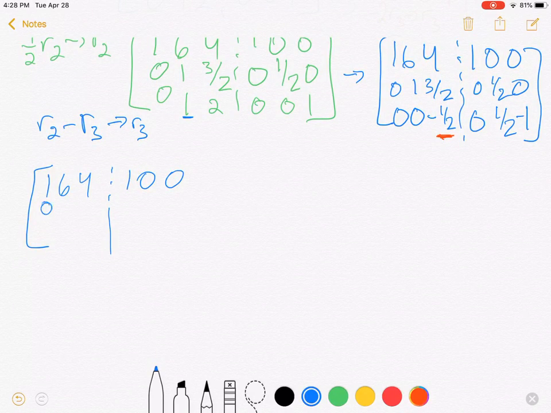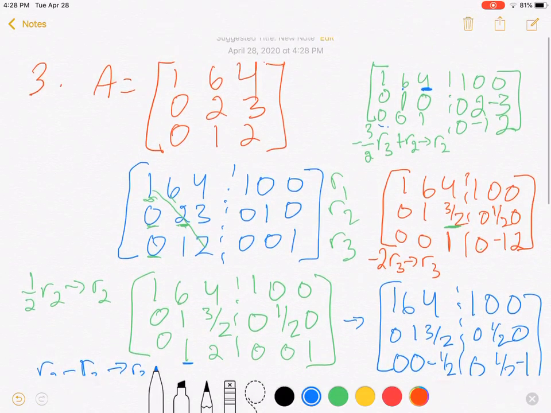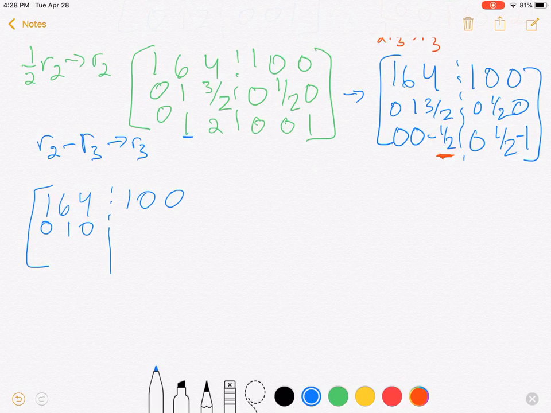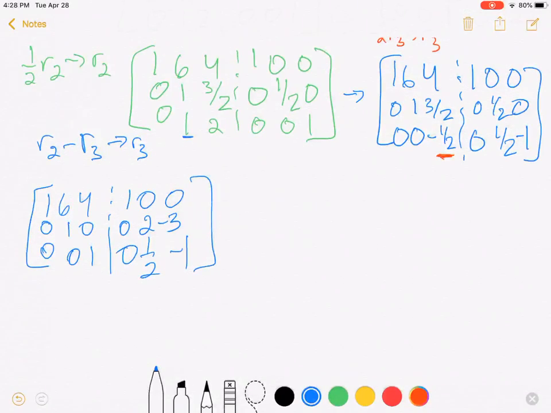Oh, 0, 1, 0. And then this one was 0, 2, negative 3. And then the bottom one was 0, 0, 1, 0, 1 half, negative 1. Okay? And I just said what we're going to do is make this 4 become a 0. The way we're going to do that is take negative 4 times row 3 and add it to row 1 and replace our row 1.